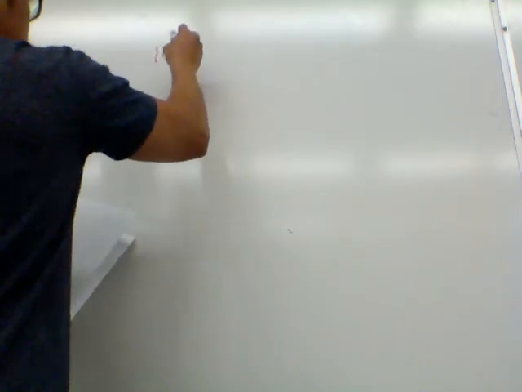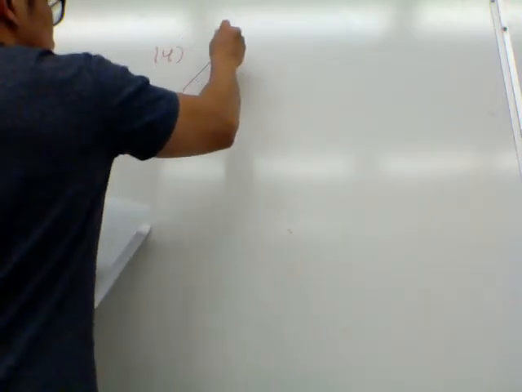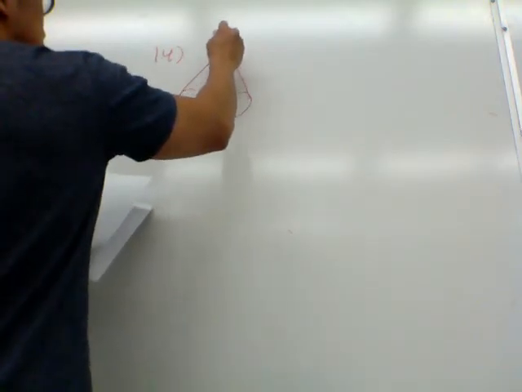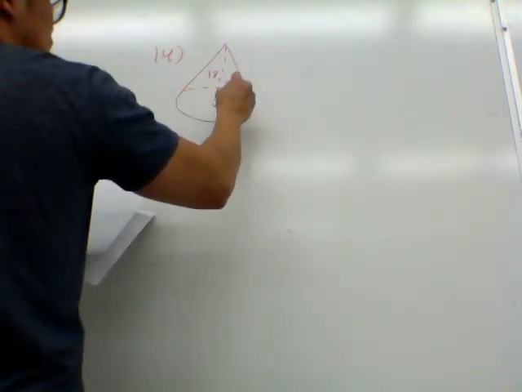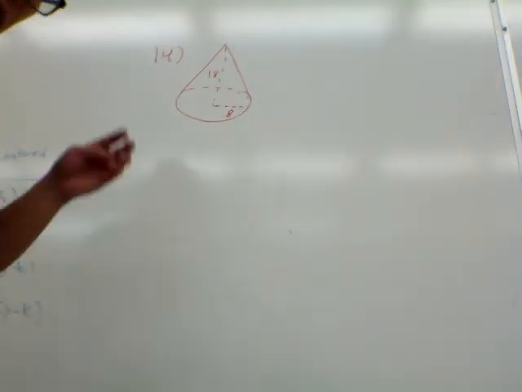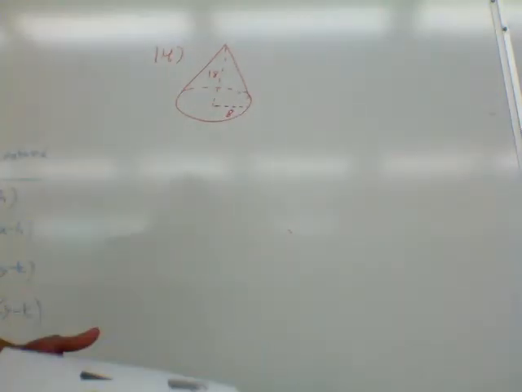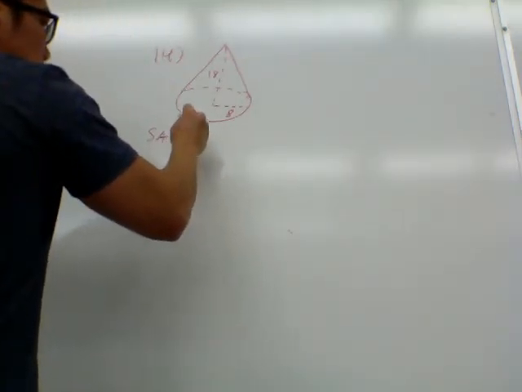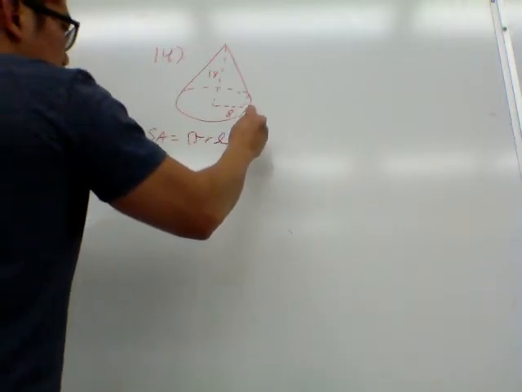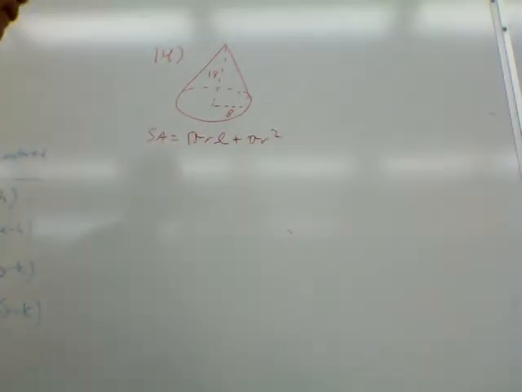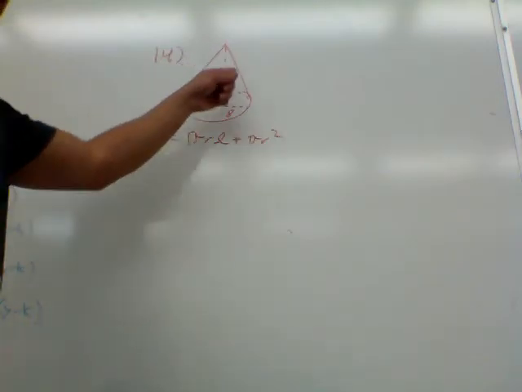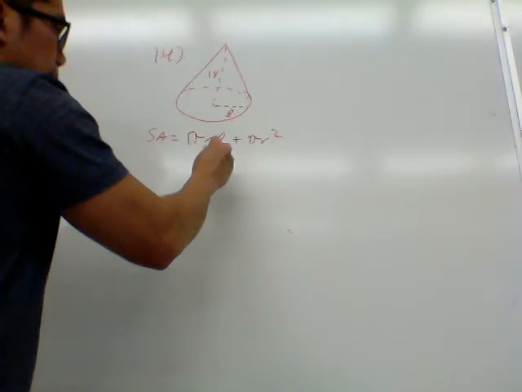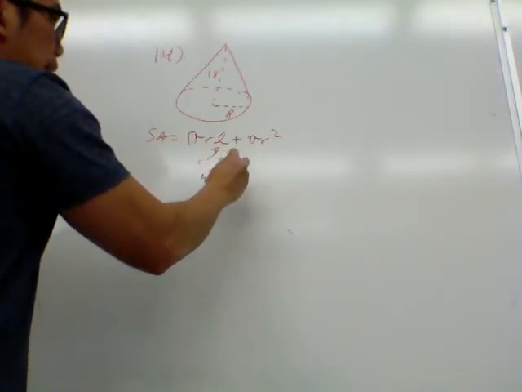So 14, I have a cone. It has a height of 18 and a radius of 8. Now the surface area of a cone is pi r L plus pi r squared. Now, look what happens. They do not give me the slant height for this problem. That's what L is. L is the slant height. And they actually don't give that to me.